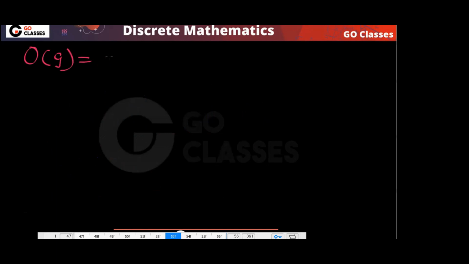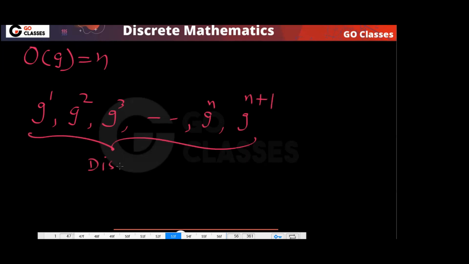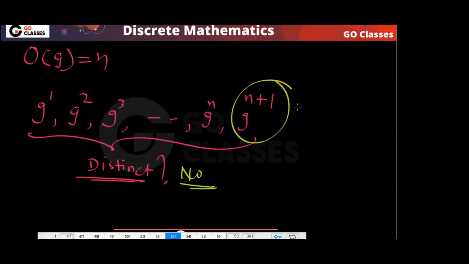But you can notice these will not be distinct. If order of g is n, then can I say these powers will be distinct: g power 1, g power 2, g power 3, and so on, g power n, g power n plus 1? Can I say they are distinct? The answer is no, because g power n plus 1 is the same as g power 1. So these are not distinct.